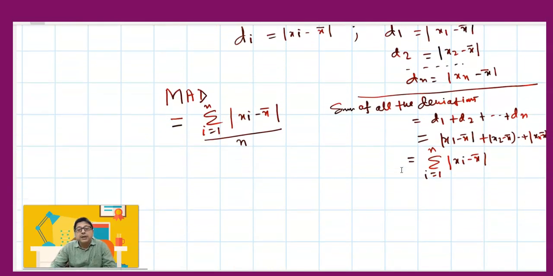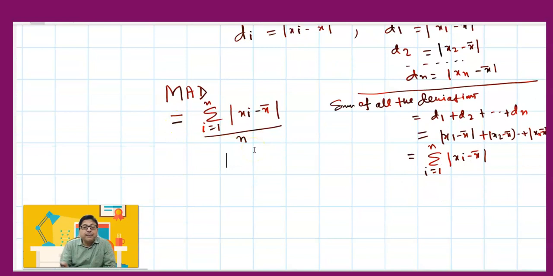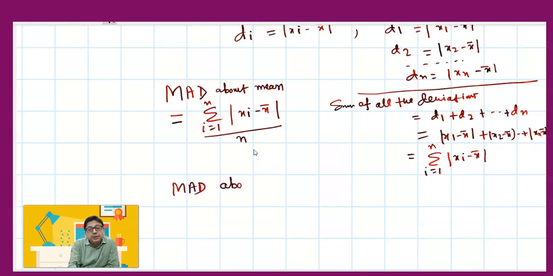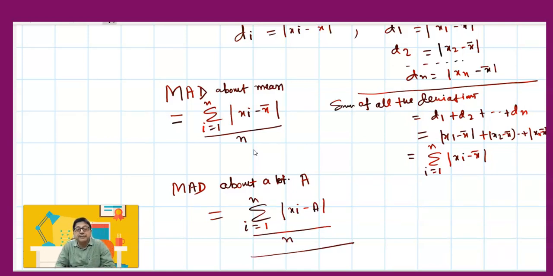Now this is mean absolute deviation about the mean, but it may be about any point, any measure of central tendency. So if we want to find the mean absolute deviation about a point A, we will replace x bar by A. This is given by sigma i equal to 1 to n mod of xi minus A, that divided by n. So for any set of observations given, you can find it by this formula.